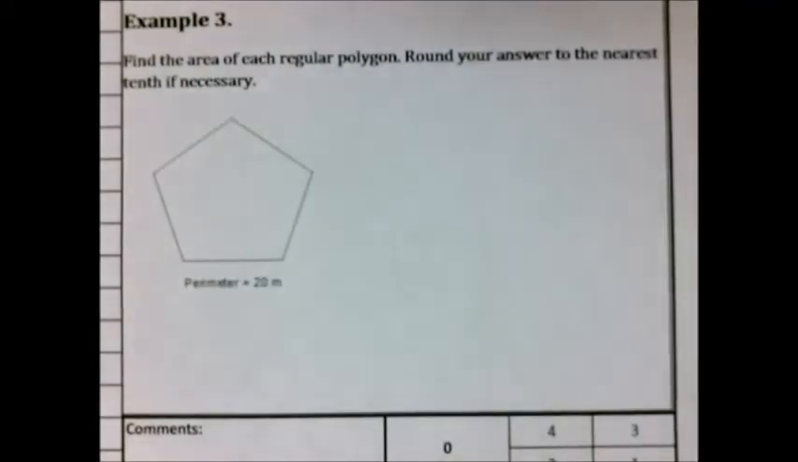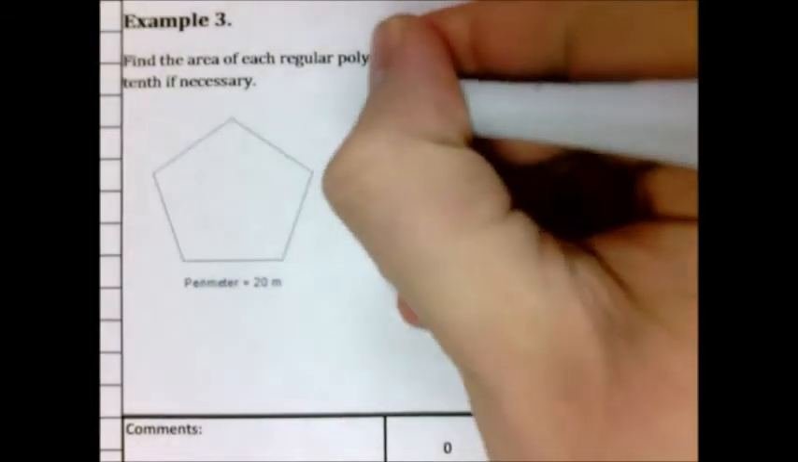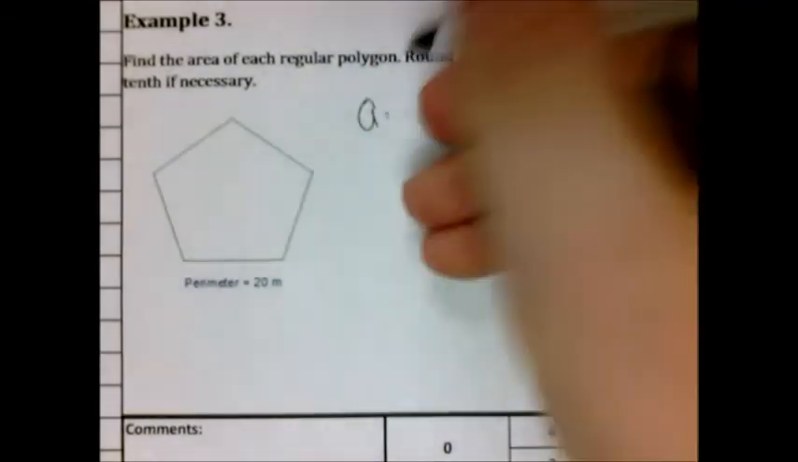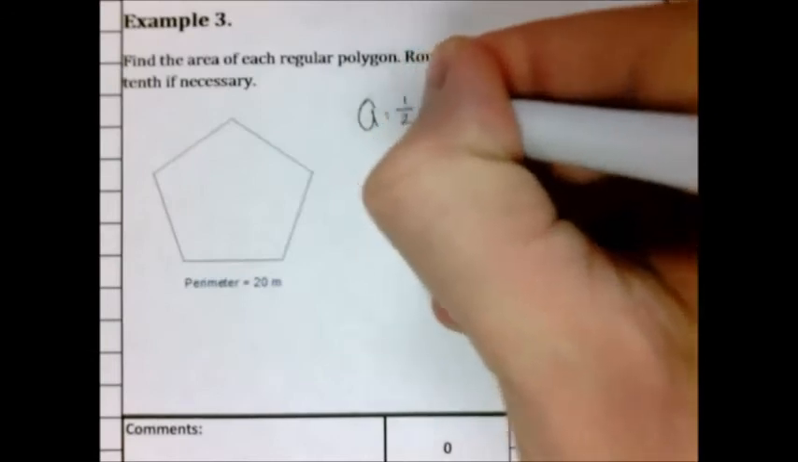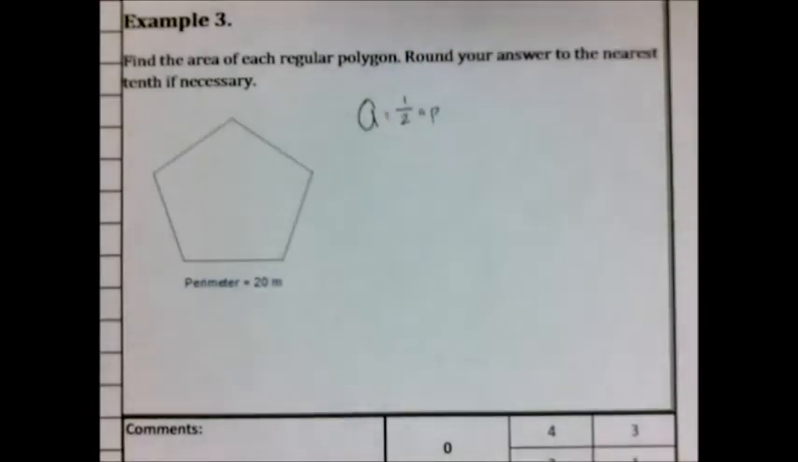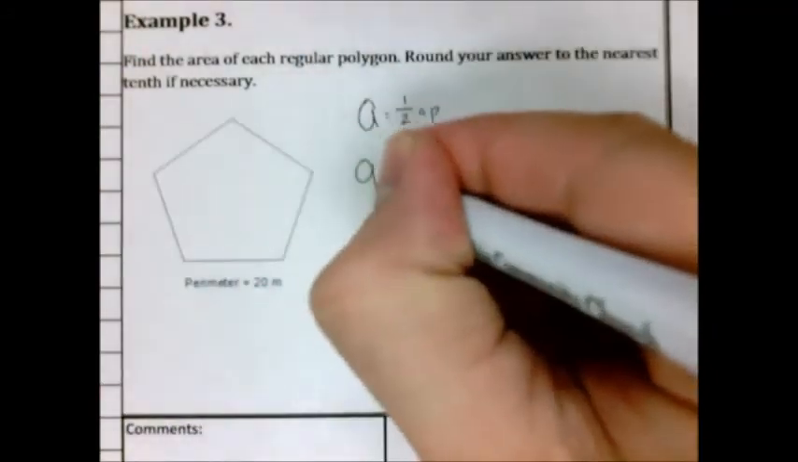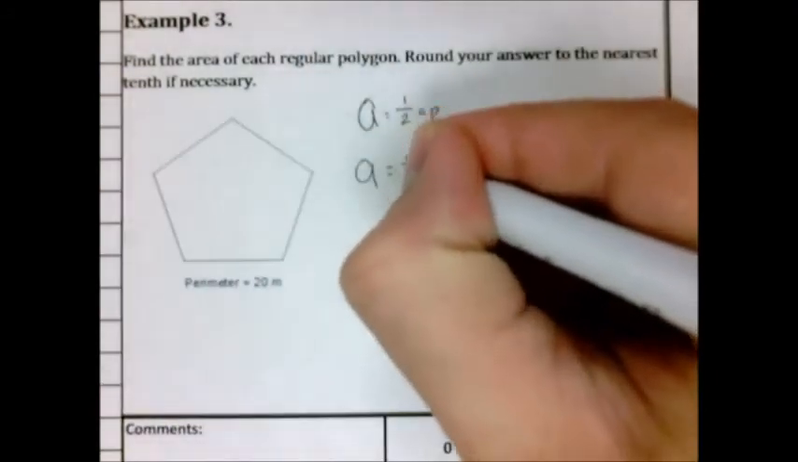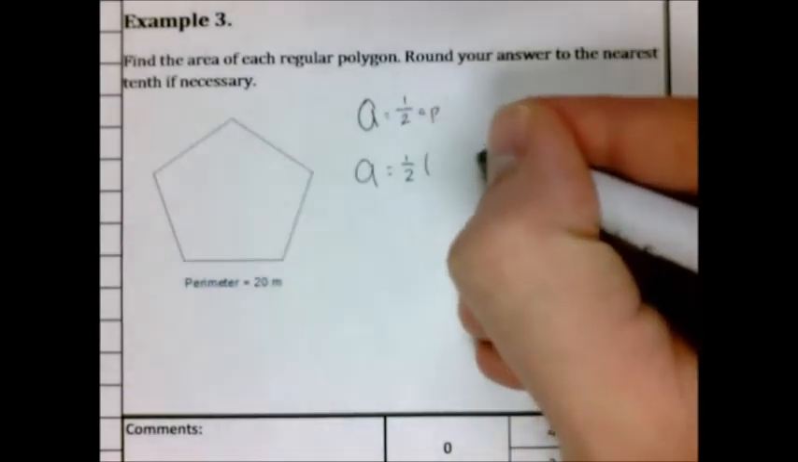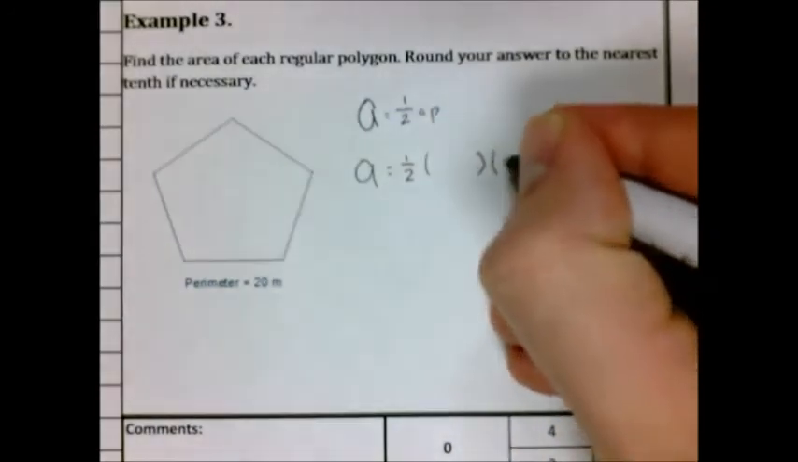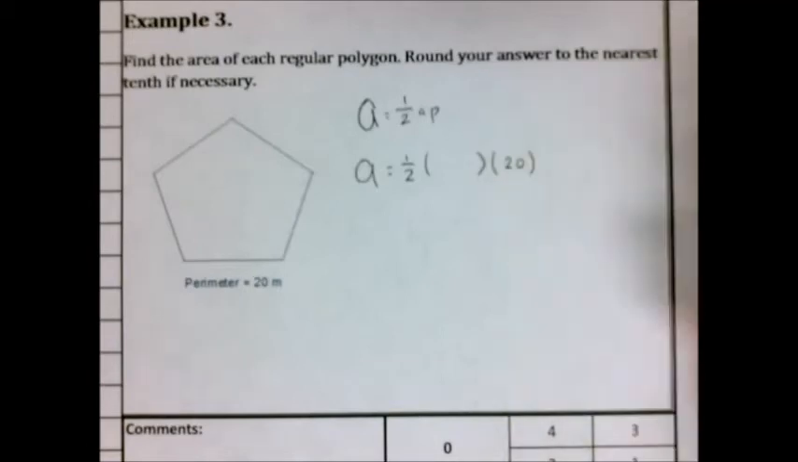Now I told you this is going to be a little bit more work than what we're used to, but let's give you another example to take a look at it from a different type of perspective here. We're finding the area of this polygon, and remember it's 1/2 times the apothem times the perimeter. Now our area is what we're trying to figure out. We have 1/2. We do not know what the apothem is, so I'm going to leave that blank here, but we do know that the entire perimeter is 20.